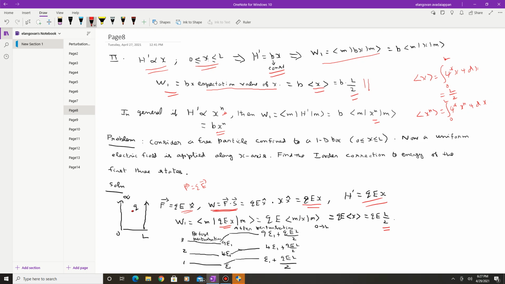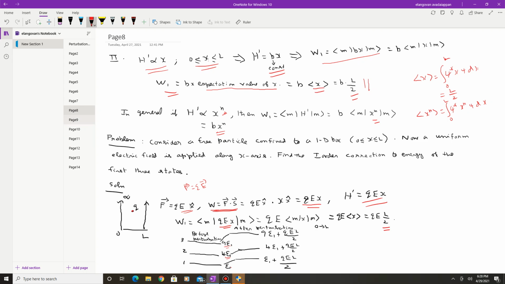Now for the 3 states, the first unperturbed state is E1. Because the energy expression is proportional to n square, for the second state this is 2 square, so 4E1, and for the third, 3 square, so 9E1. So the ground state is E1, the second state is 4 times E1, the third state is 9 times E1. This is before the perturbation. But here the first order correction is independent of n. You have only a constant term, so there is a uniform shift in all the 3 levels. E1 plus qEL by 2, here also qEL by 2. So there is a uniform shift after perturbation.